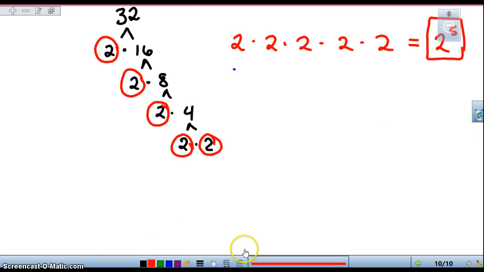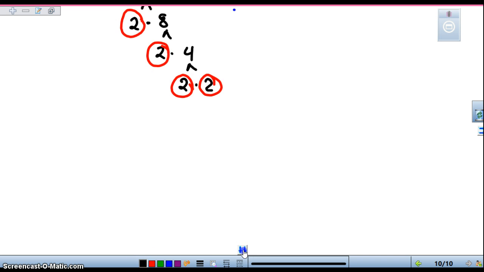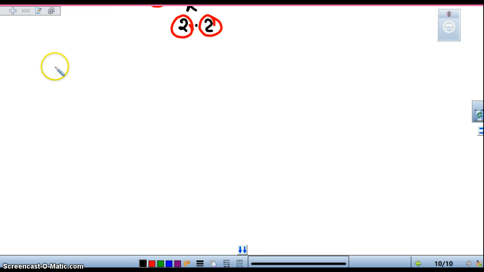Let's try another prime factorization. What is the prime factorization of 56? So I have to think. What prime number times something else equals 56? 8 times 7. So here we go. Is 7 a prime number? Yes. Is 8 a prime number? No. So we need to branch out on 8. What prime number times something else equals 8?